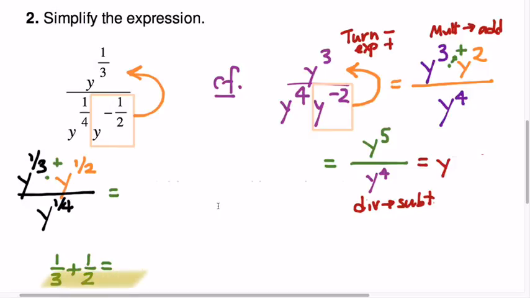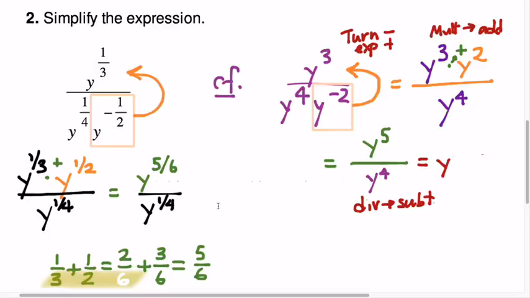So using the least common denominator of 6, what are the numerators going to be? 2 and 3. And so when I add 2/6 and 3/6, I get 5/6. So in the numerator we have y to the power 5/6. In the denominator we have y to the power 1/4. Makes a lot of sense. How do we finish? What's the last step?